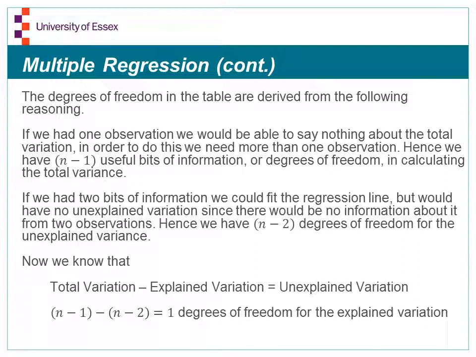So we need to have more than 2 bits of information to have any idea about the unexplained variance, and so we've got n-2 degrees of freedom for the unexplained variance. Total variance minus explained variance is equal to unexplained variance, so n-1 minus n-2 is equal to 1, and that gives me 1 degree of freedom for my explained variance. So that's where the 1 came from, and the n-1 and the n-2 in the previous table.